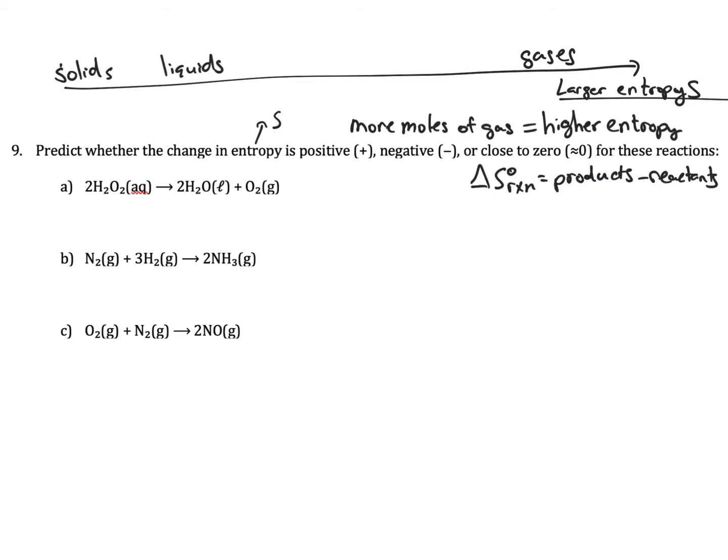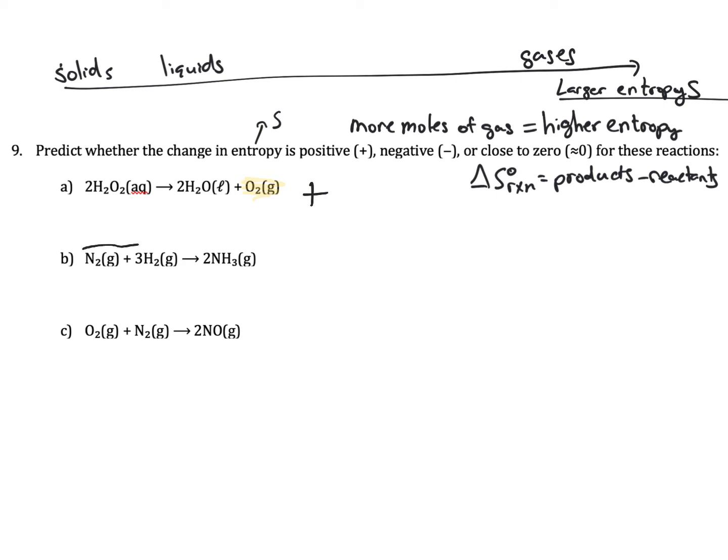If the reactants have more moles of gas, the reactants' entropy will be larger and delta S will be negative. So that's sort of how we go through this. If we look at our first one, we're making a mole of oxygen gas, and so that means we have a higher entropy in the products. Products minus reactants will be positive, and delta S will be plus in that case.